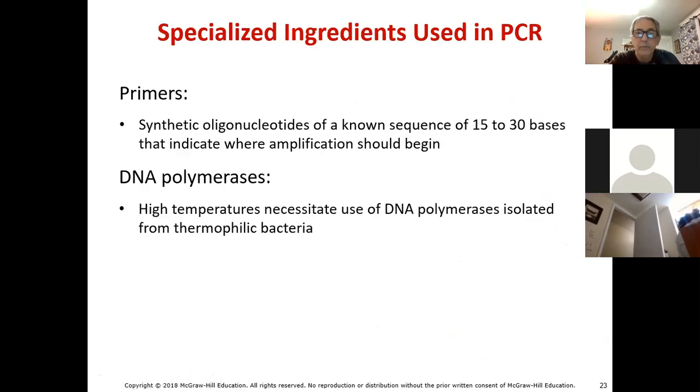Specialized ingredients used in PCR: you have to have some primers. These are synthetic oligonucleotides, usually 15 to 30 bases, that will indicate where amplification of a gene will begin. You have to have a DNA polymerase enzyme. And we have now isolated from thermophilic bacteria, bacteria that like a warm environment, enzymes that'll survive those high temperatures. So we can use that in the process of PCR.